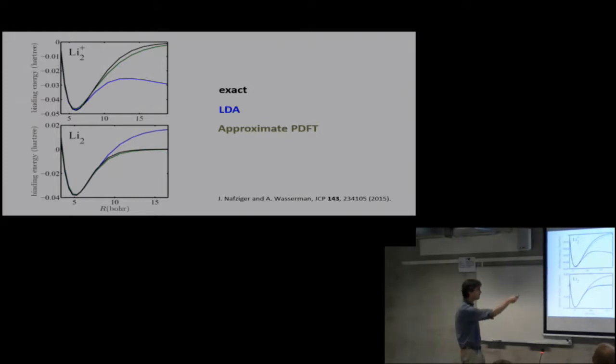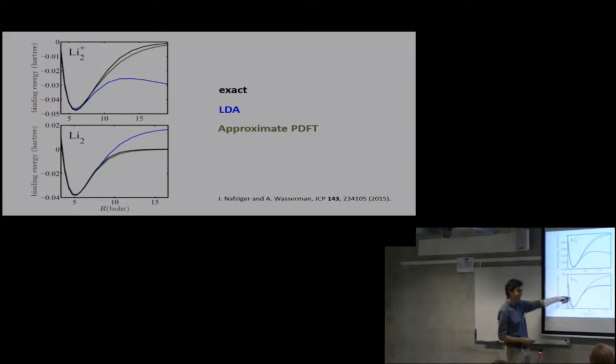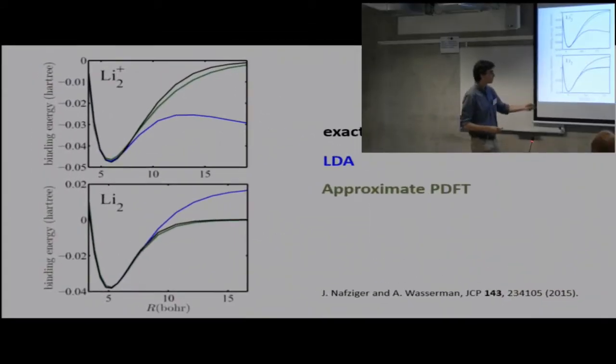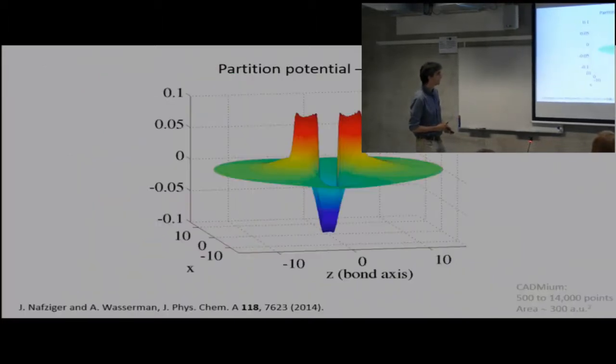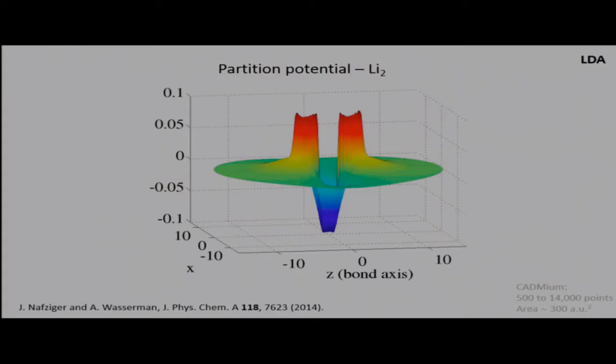So here it is for Li2+ and Li2. It's the same functional, and again using LDA for the fragments. It's all self-consistent, and it looks very good to me. So now I want to show some pictures, trying to justify that this is the right answer for the right reason, even though we may not care about the right reason for numbers here.